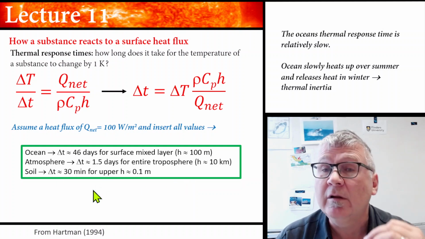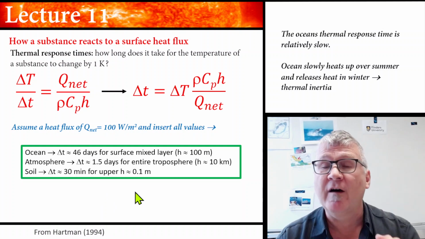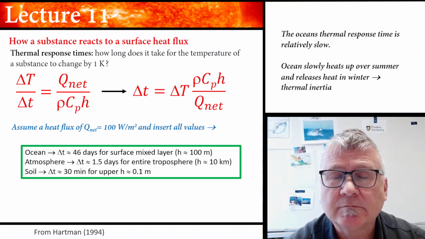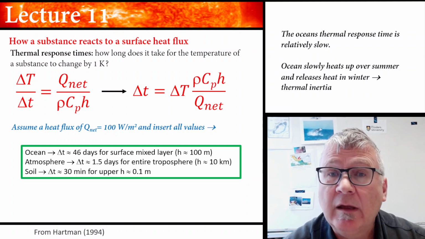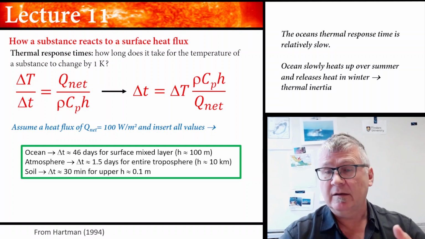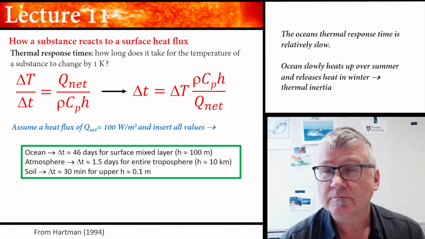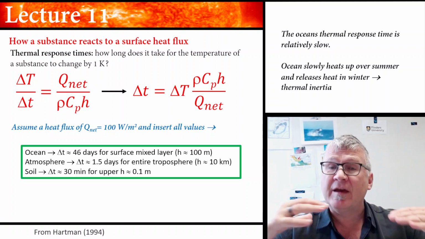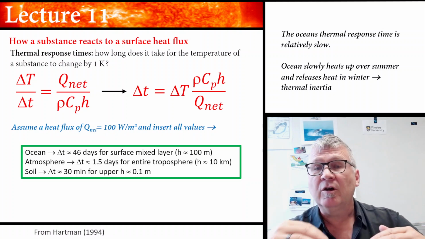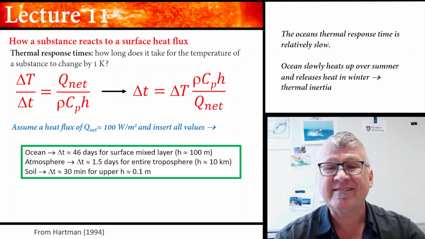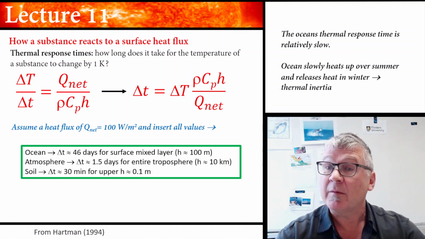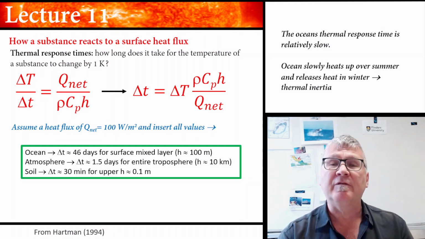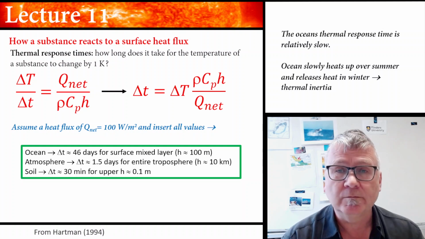So the soil reacts very fast to a heat flux, and much faster than the ocean. And this explains why you get different temperatures over land compared to over sea, because the ocean's thermal response time is relatively slow.